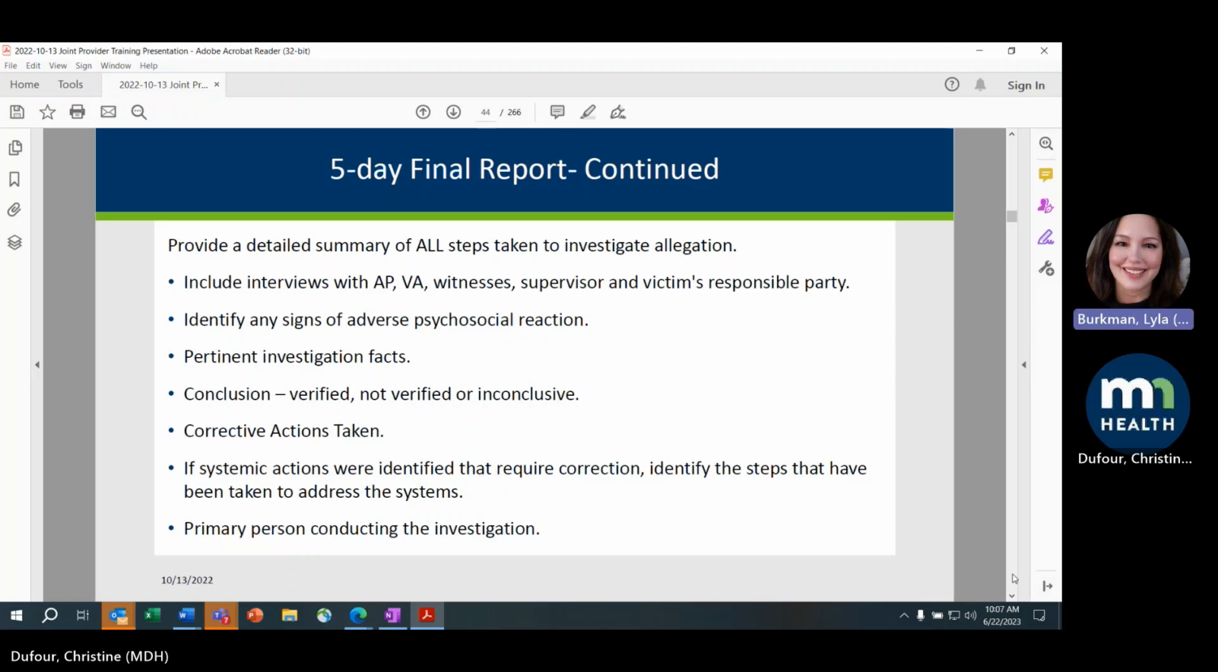And if a systemic problem was identified, what actions were taken following the identification of the systemic failure, and identify the steps that have been taken to address those systems. And lastly, it must identify the primary person who conducted the investigation.